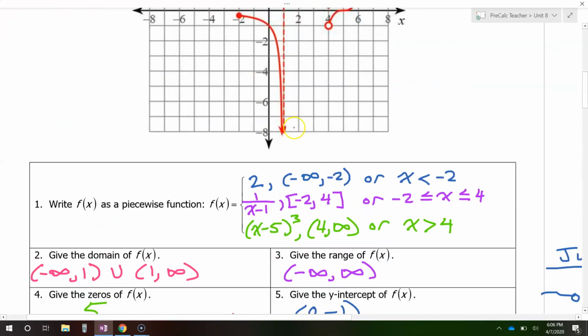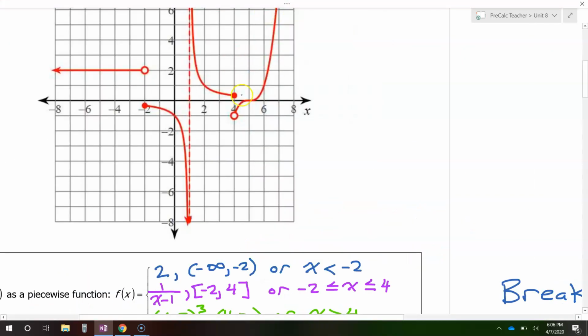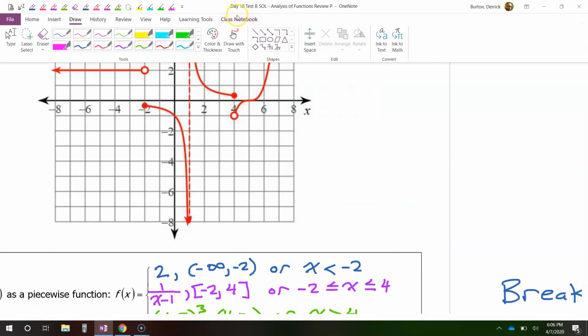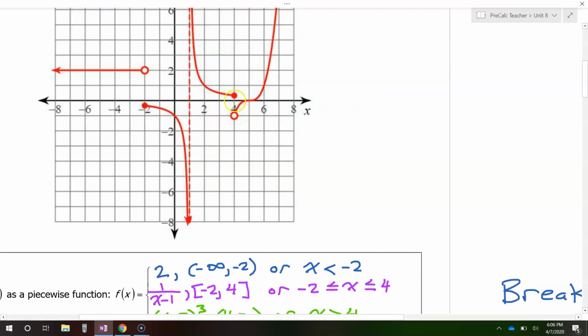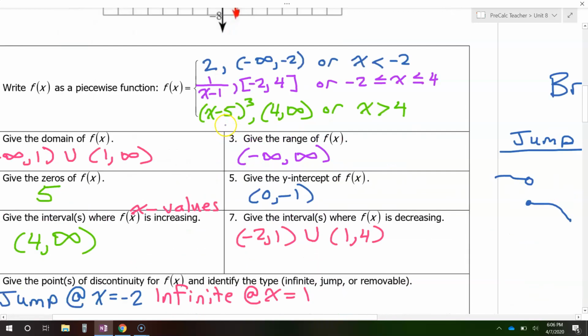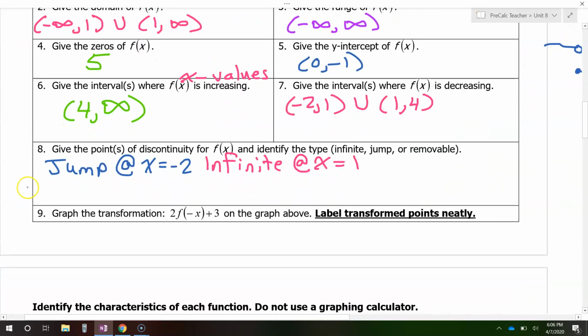And what else do we have? I see that we have a discontinuity right here as well. That is another jump discontinuity because of the gap. Notice it is at 4. So we have another jump discontinuity at x equals 4.